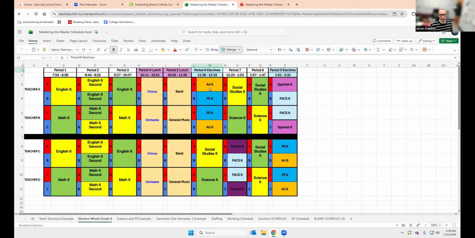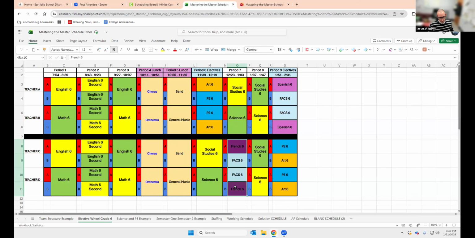Period 6 is the elective period for this team. Period 9 is the elective period for this team. And period 7 is the elective period for this team. But look what I did here. I messed this up on purpose. So only this team in this 2-team school has access to French. None of these students have access to French. But this team has access to Spanish.